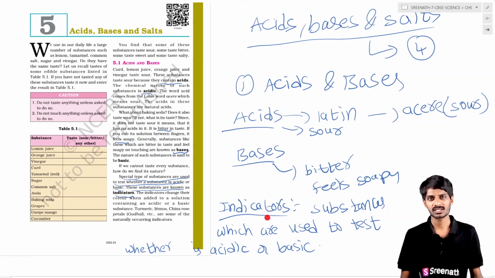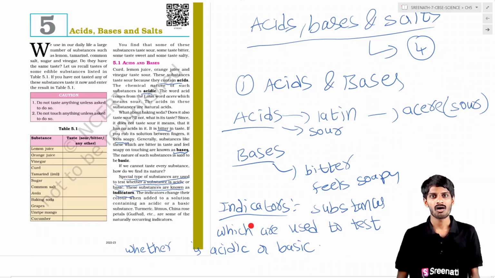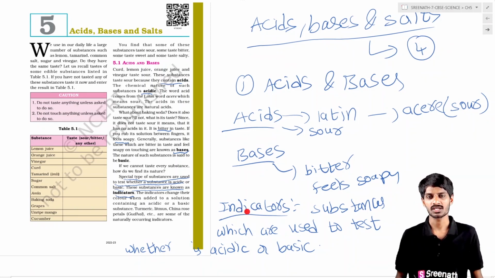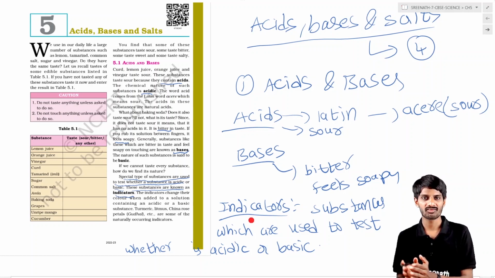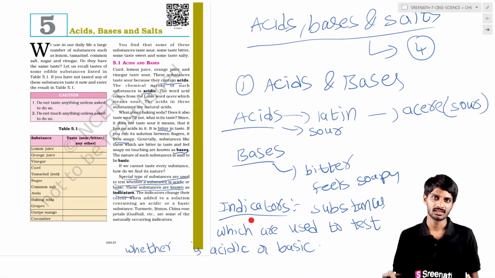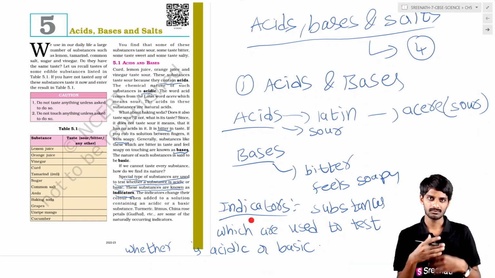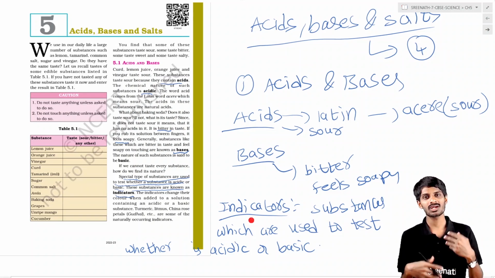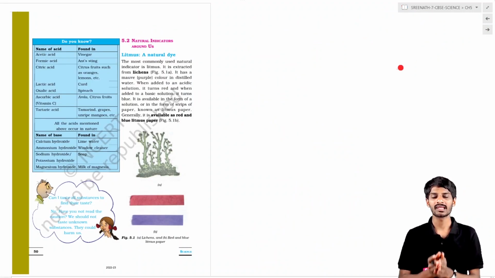Then how can indicators help us? When we have a sample substance and we have to find out whether it is an acid or a base, how can we differentiate between them? Basically, when the given substance or solution is added to the indicator, the color of the indicator will change. Then by observing the change in color, we can easily judge whether it is an acidic or basic substance. So that is all about the first topic. We have completed our first topic.